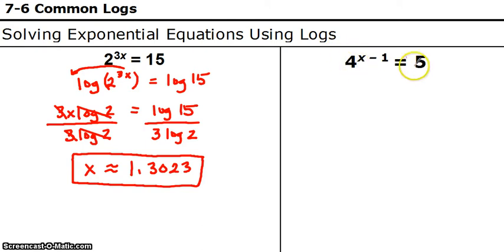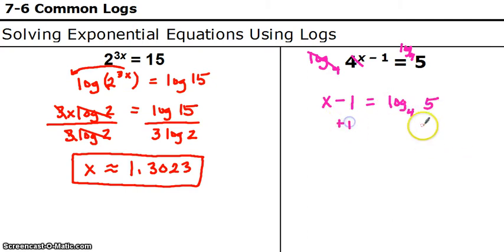So we're still going to take the log of both sides, but I'm going to take a specific log. To cancel out a 4, I need to do a log with a base of 4. Log base 4 and base 4 will cancel each other out. And then I can do that over here as well. Take the log base 4. Alright, so that'll cancel this out, leaving me with x minus 1. And this is equal to log base 4 of 5.